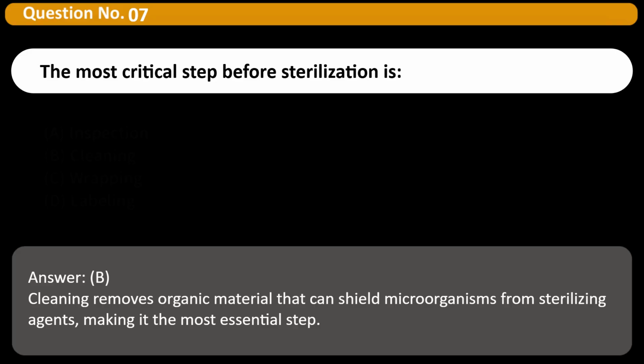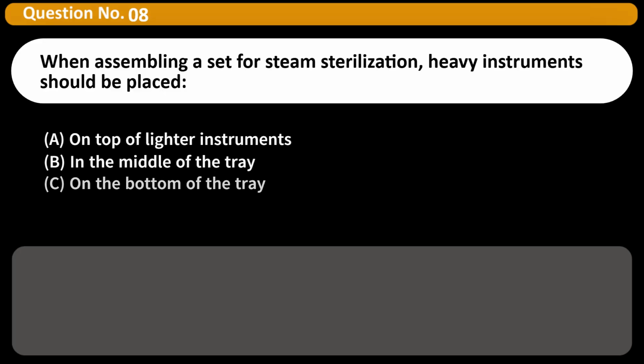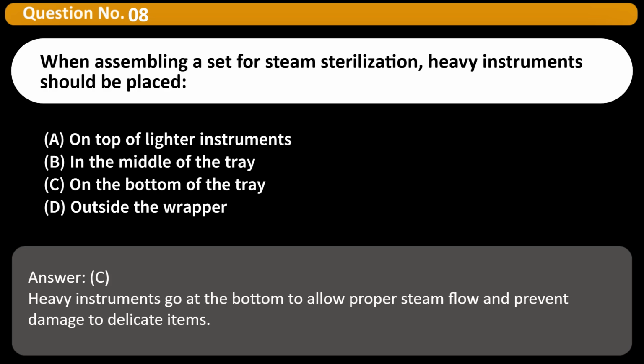When assembling a set for steam sterilization, heavy instruments should be placed A. On top of lighter instruments. B. In the middle of the tray. C. On the bottom of the tray. D. Outside the wrapper. Answer C. Heavy instruments go at the bottom to allow proper steam flow and prevent damage to delicate items.